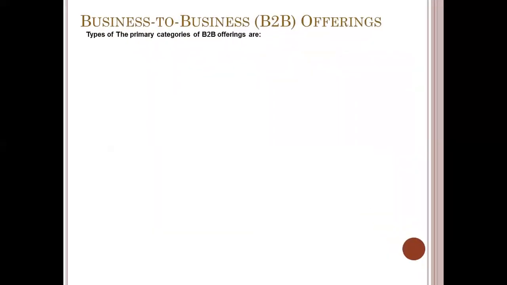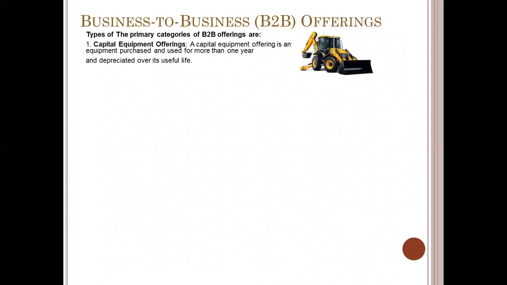We have here B2B again. So business to business offerings and their types. Just like there are different types of consumer offerings, there are different types of B2B offerings as well. But unlike consumer offerings, which are categorized by how consumers shop, B2B offerings are categorized by how they are used. So we have here capital equipment offerings.